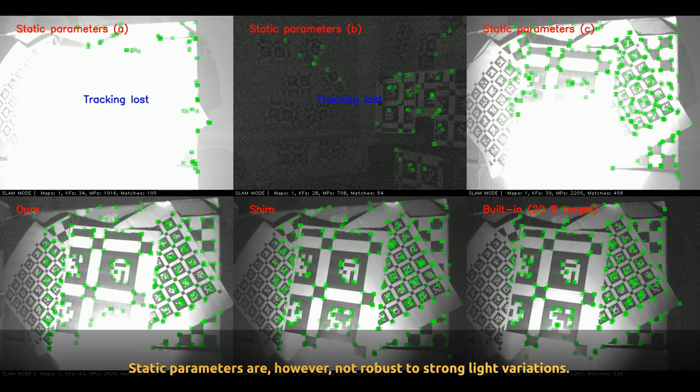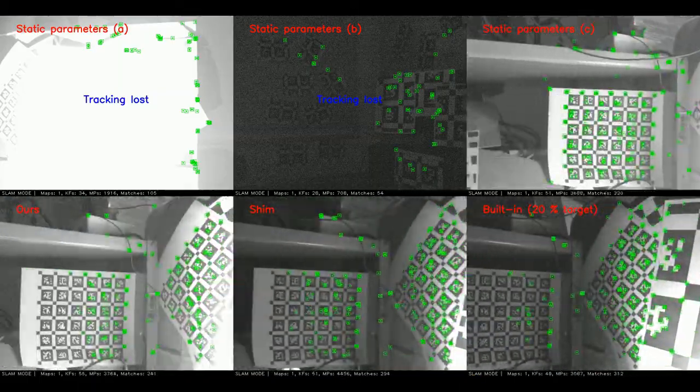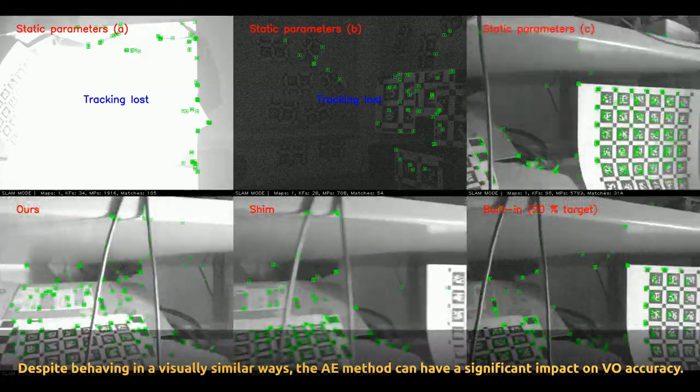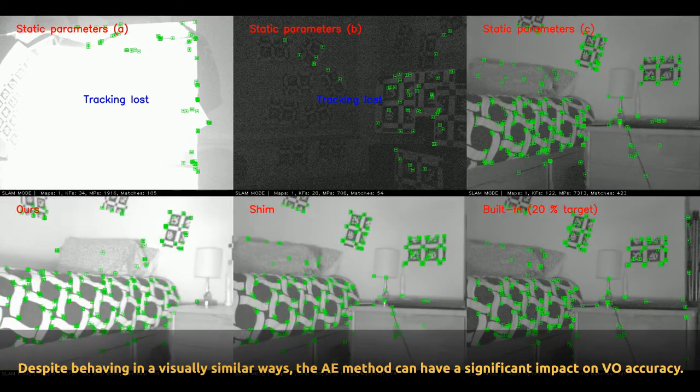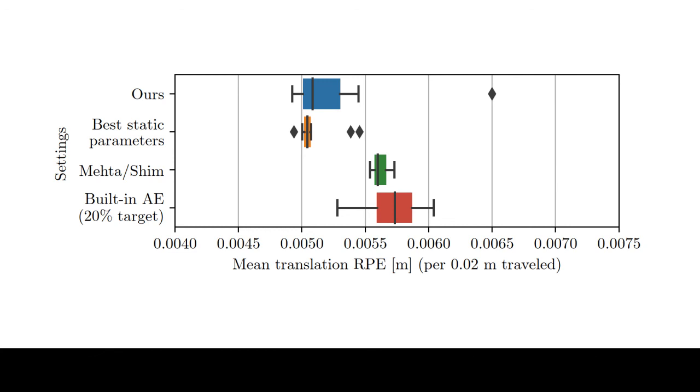Static parameters are, however, not robust to strong light variations. Despite behaving in visually similar ways, the auto-exposure method can actually have a significant impact on VO accuracy. Indeed, results show that the proposed auto-exposure algorithm can cope with varying light conditions better than the camera's built-in and Shim's auto-exposure.